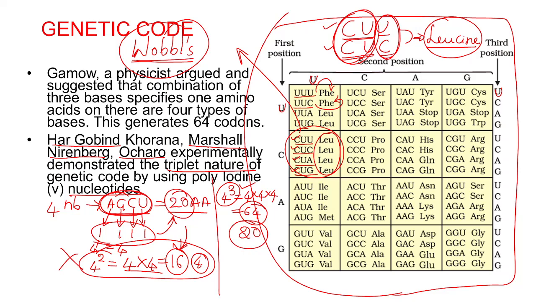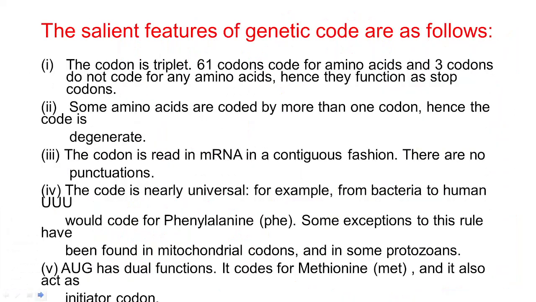Next, coming to the salient features of genetic code. What are the salient features of genetic code? Do remember the salient features of genetic code. The first one is that the genetic code is a triplet. The codon is a triplet. It means a combination of 3.